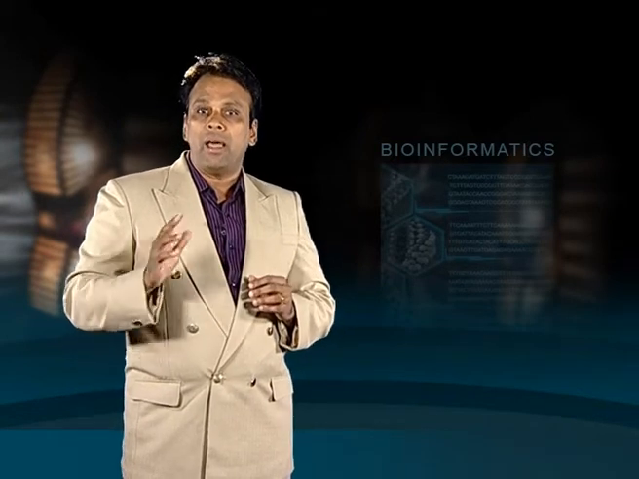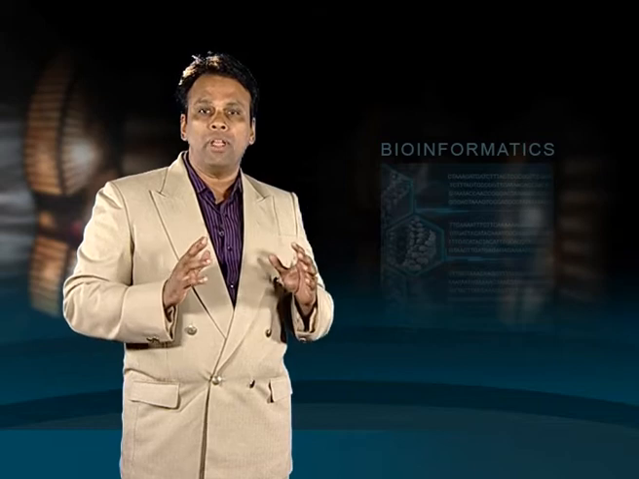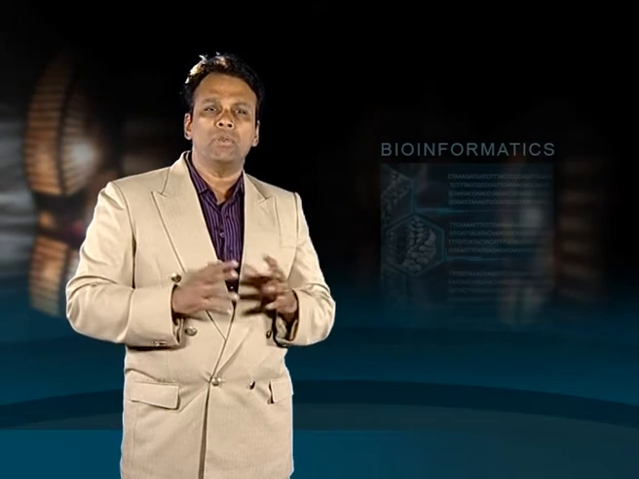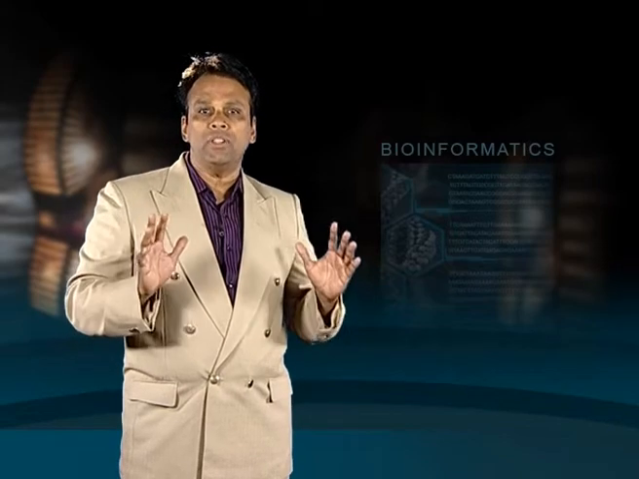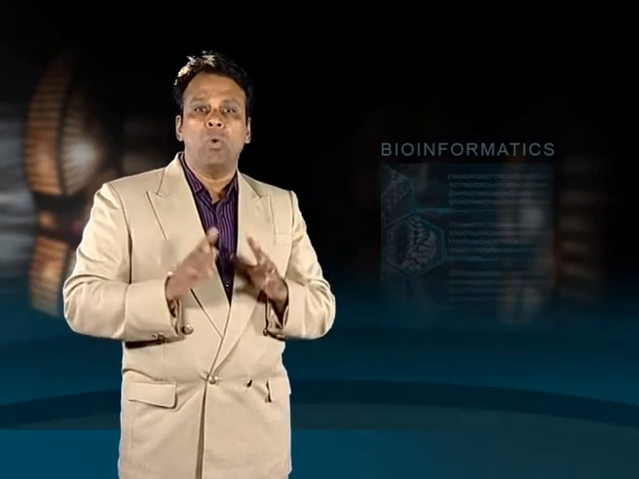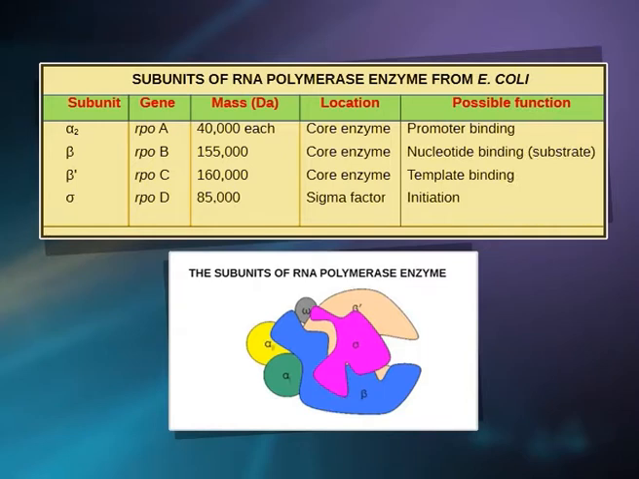The E. coli RNA polymerase has a molecular weight of about 480,000 Daltons and consists of 5 polypeptides including 2 chains of alpha polypeptide, 1 chain each of beta, beta prime and sigma polypeptides, the details for which are given in the table as well as in the figure.